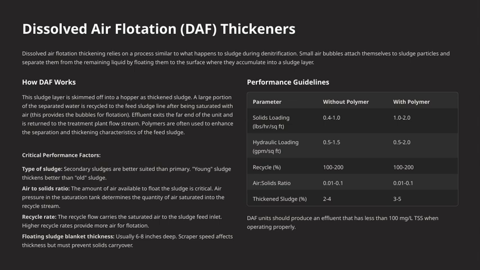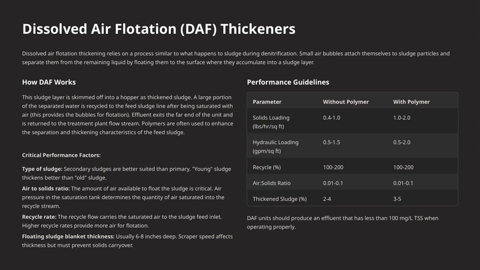How does this process actually work? Well, the sludge layer is skimmed off into a hopper, creating a thicker, more concentrated sludge. A significant part of the separated water is recycled back into the feed sludge line after being saturated with air. This provides the bubbles needed for flotation.